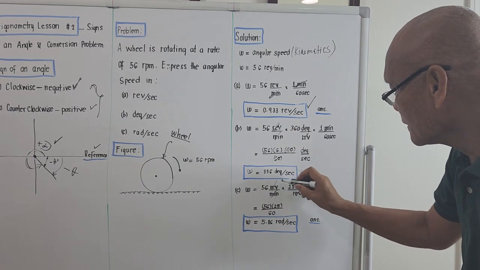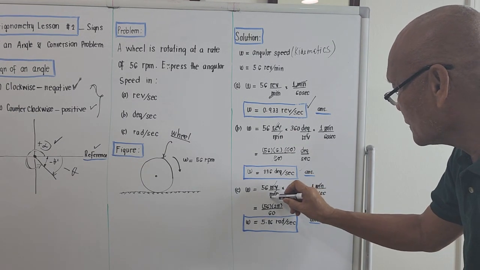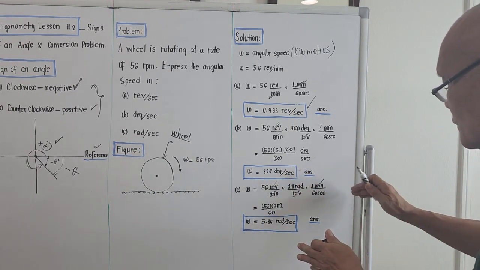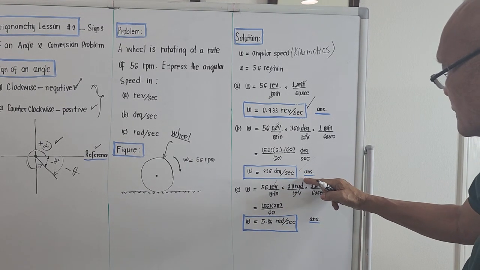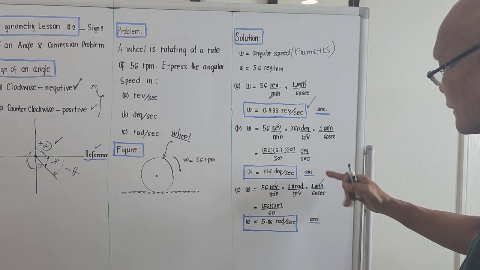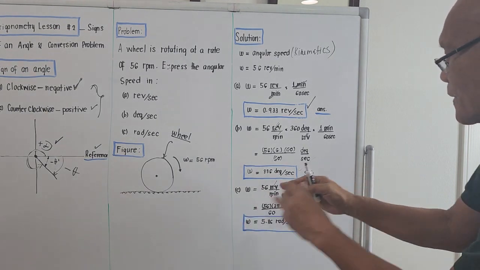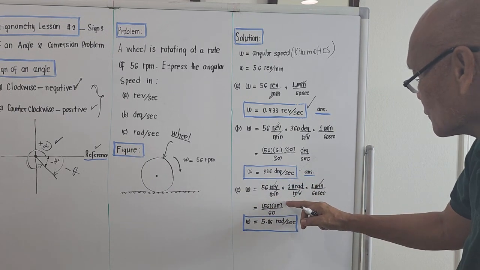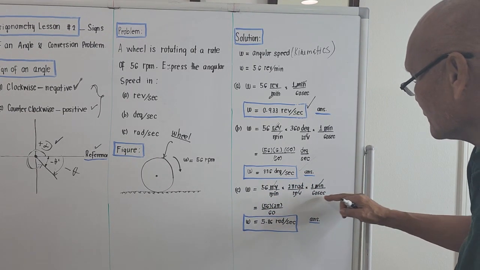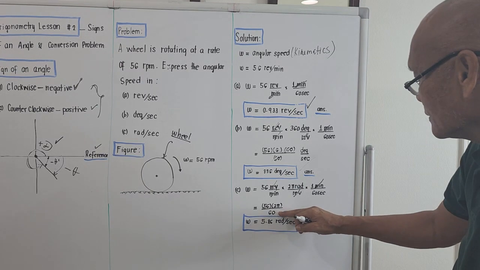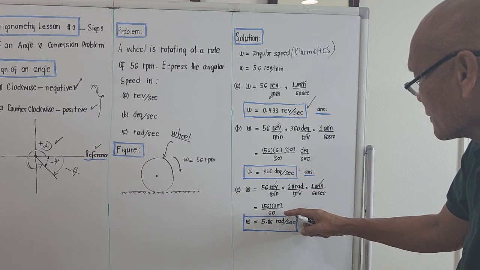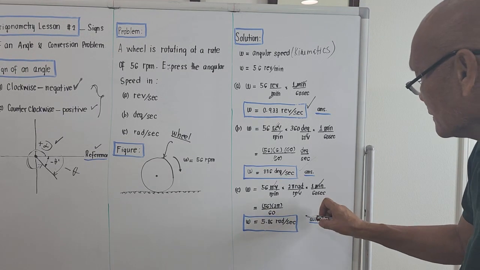Then try to make some cancellations. This revolution here cancels with this, and this minute here cancels with this. What remains for the unit on the right hand side will be radians per second. Calculating the number parts, that is 56 times 2 pi, all over 60. What comes out is 5.86 radians per second. That will be the answer.